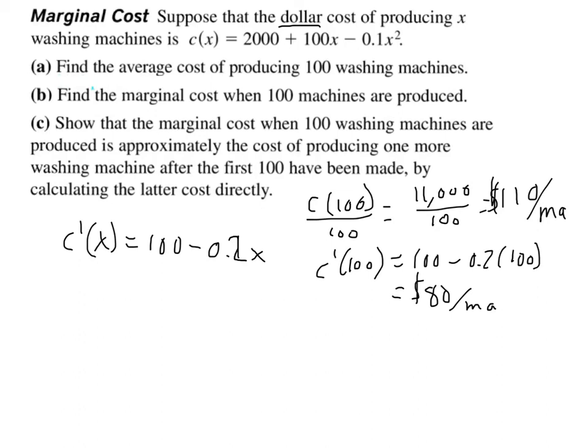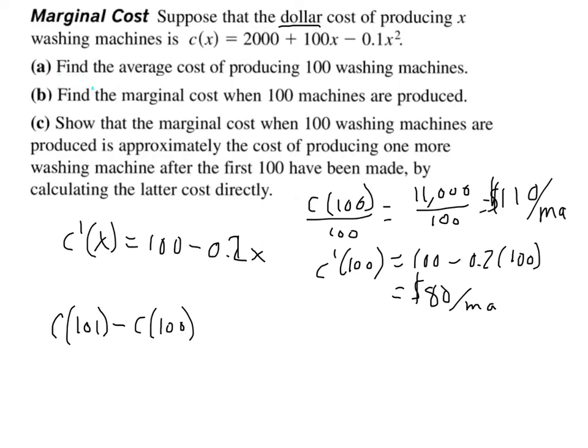So part C says, show that the marginal cost when 100 washing machines are produced is approximately the cost of producing one more washing machine after the first 100 have been made, by calculating the latter cost directly. So it's just wanting to know what is the actual cost of this. So we would have to do, what is C of 101? So we're making one more, minus the cost of 100.